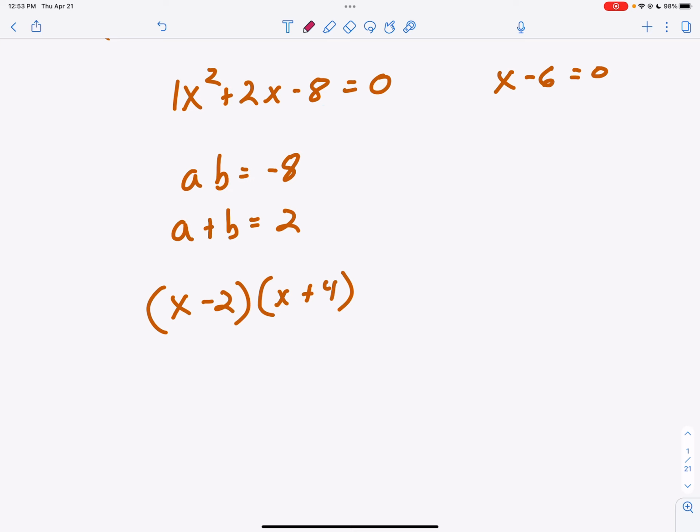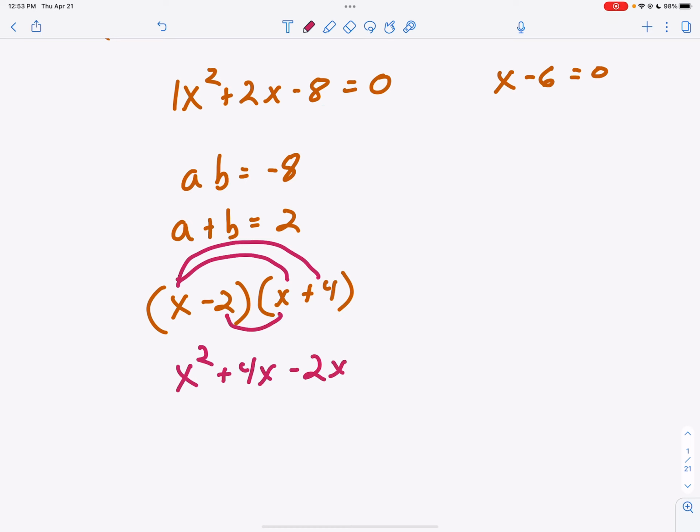So let's see. X times x is x squared. X times 4 is positive 4x. -2 times x is -2x. And -2 times 4 is -8. And then when I combine like terms, which is the same thing as this. So I must have done it right.